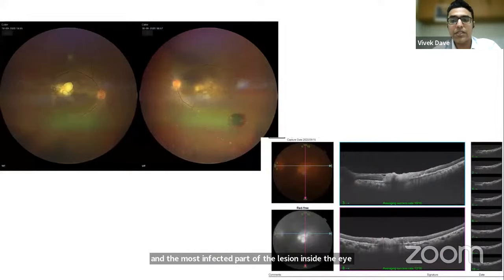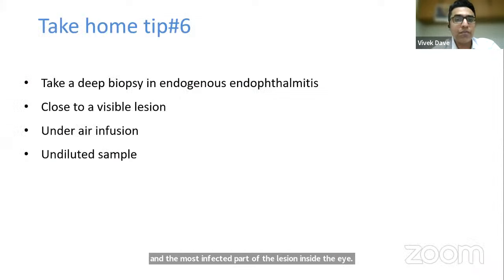And this is how the patient did down the line during follow-up. So the next tip is: take a deep biopsy in endogenous endophthalmitis, as close to a visible lesion as possible. To ensure this, you do this under air infusion so that you get an undiluted deep sample.